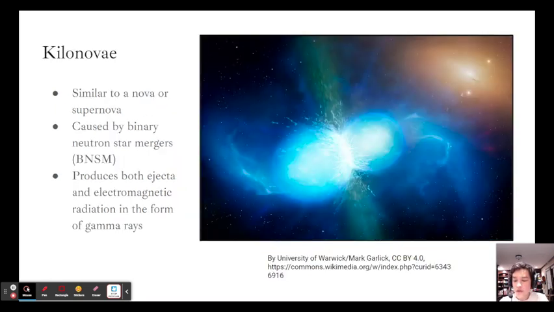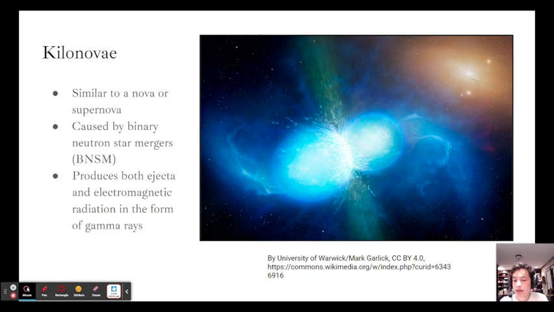Kilonovae are similar to nova or supernova. They are about 100 times more powerful than a nova and about 10 times less powerful than a supernova. They're caused by binary neutron star mergers, BNSM, which are two already dead stars that collide, sending gravitational waves through space-time. Generally, events like these only produce gravitational waves, but kilonovae in particular have electromagnetic components that allow for gamma ray analysis as well.